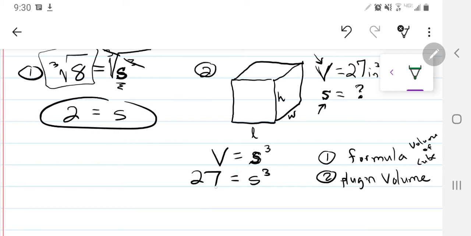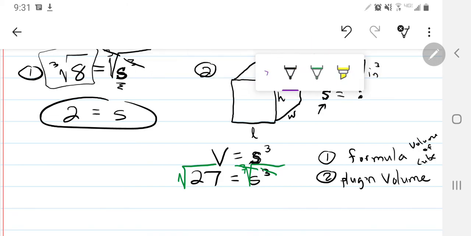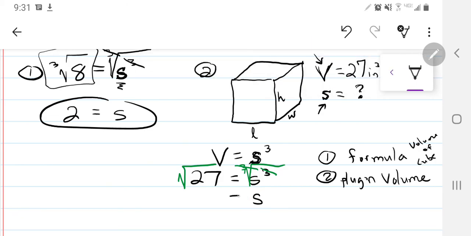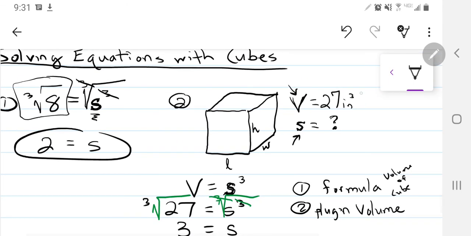So I have my formula. I replace the v with 27, and now I'm going to isolate the variable. Oops, I need the little 3 there. And now I do it to the other side as well. And I get s all by itself, and I have the cube root of 27, which is going to be 3. And I notice I go up here and I see my inches cubed.